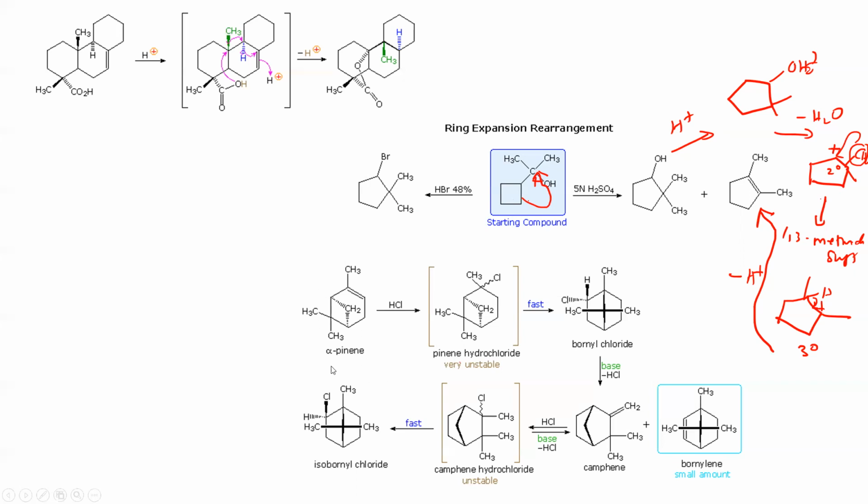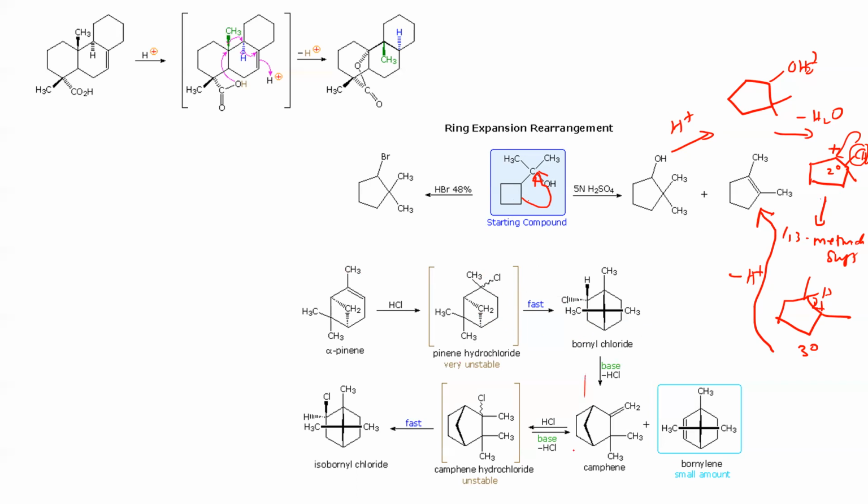Now let us take the case of alpha pinene. This is the alpha pinene molecule. On treatment with HCl, it undergoes Markovnikov addition and forms this compound. This compound is highly unstable, and it undergoes isomerization to form bornyl chloride.